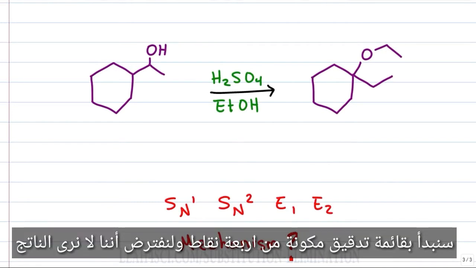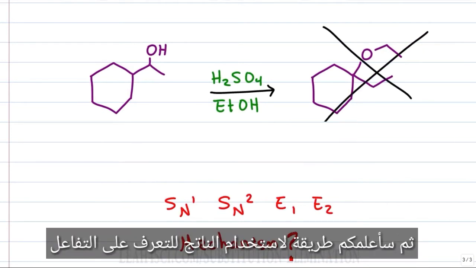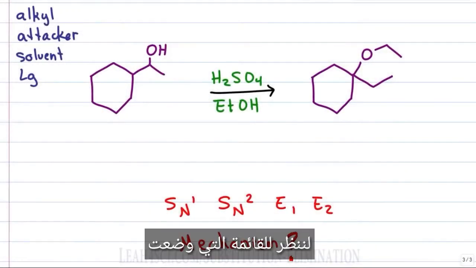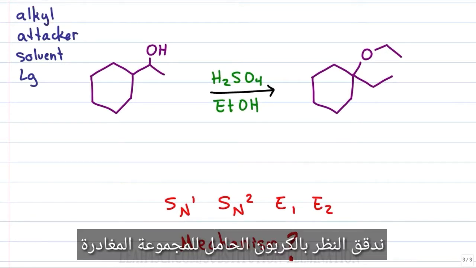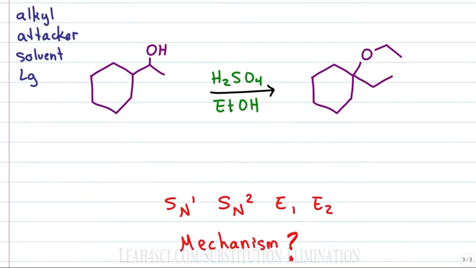We'll start with a 4-part checklist, pretending we don't see the product to figure out what's going to take place, and then I'll show you a trick for using the product to come up with a reaction. Looking at the 4-part checklist, we'll start by looking at the alkyl chain, specifically the carbon holding the leaving group, to help us determine what kind of reaction can take place.